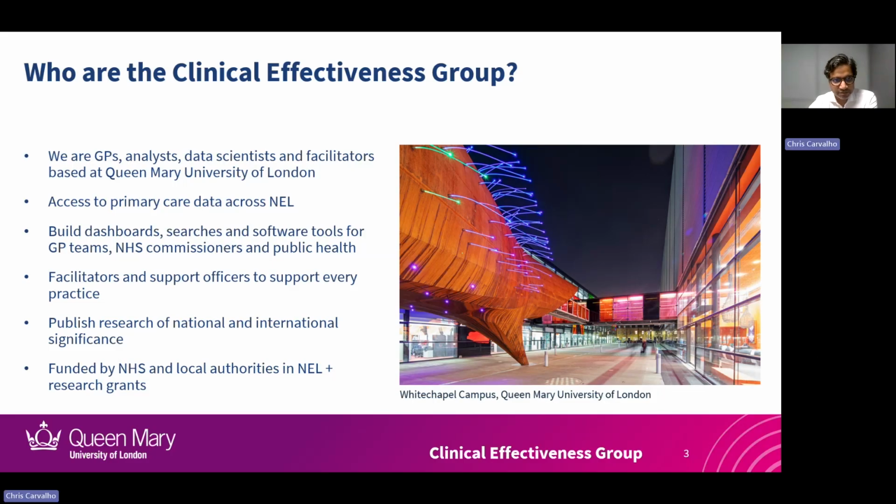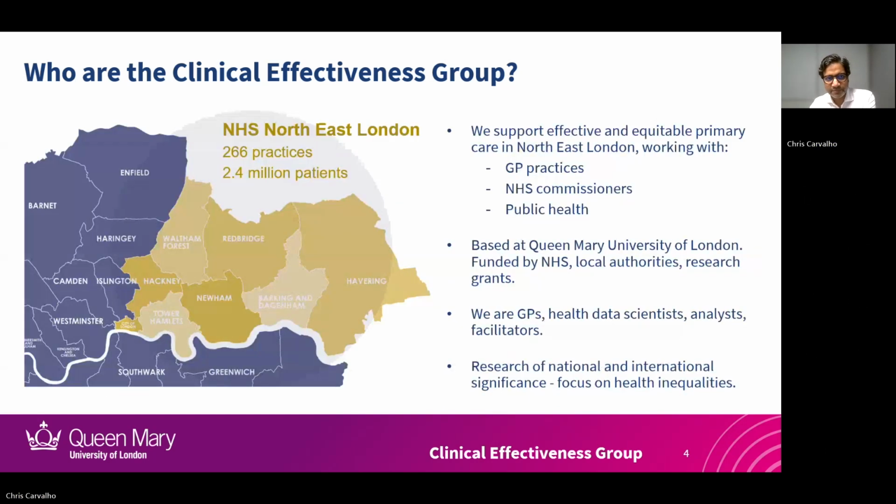Being based at Queen Mary, we are also involved in research, and we publish papers regularly on the data that we have from primary care and creating those insights. And the funding comes from the NHS, local authorities, and our research grants. We cover the whole of North East London, so we have access to the data from all 266 practices, EMIS and System 1, which equates to about 2.4 million patients.